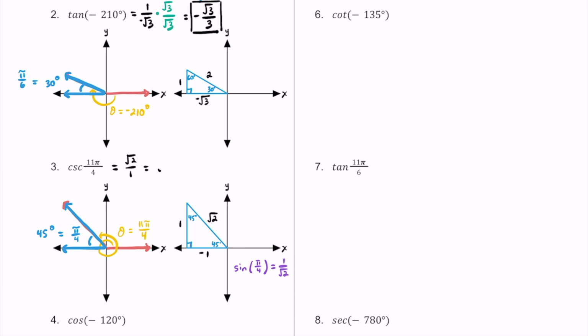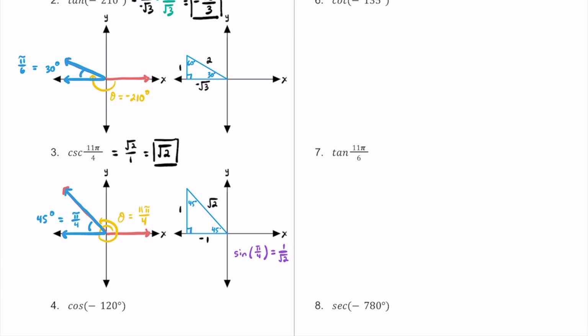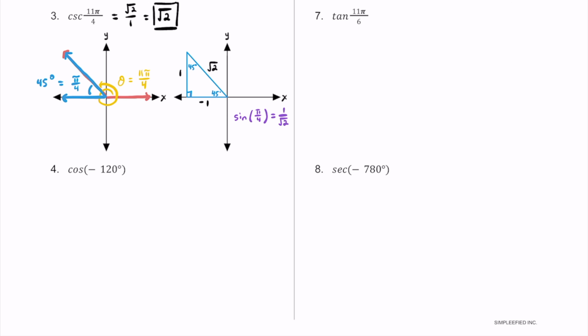And that's just going to simplify down to just being root 2. So that's what cosecant of this 11 pi over 4 is going to be equal to. Here's number 4. For number 4, we have cosine of negative 120 degrees.